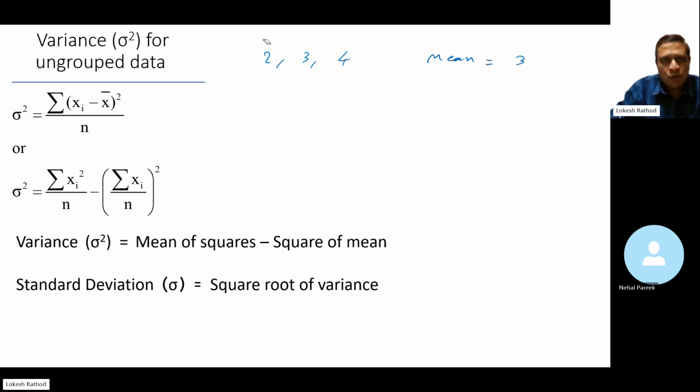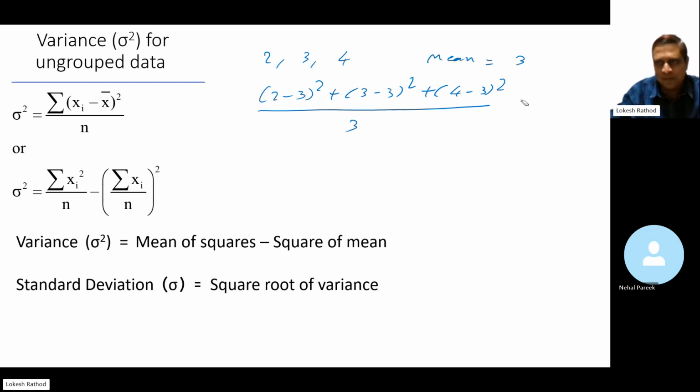So variance is, from each observation you subtract 3, that is (2 minus 3) whole square plus (3 minus 3) whole square plus (4 minus 3) whole square. And that you divide by the number of observations, that is 3. So what we get is 1 plus 0 plus 1, that is 2 over 3. So 2 over 3 is the variance.